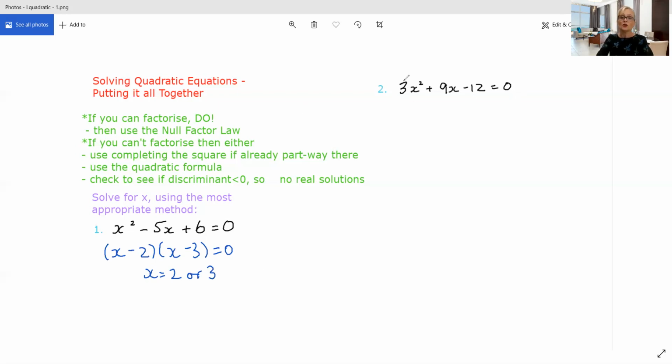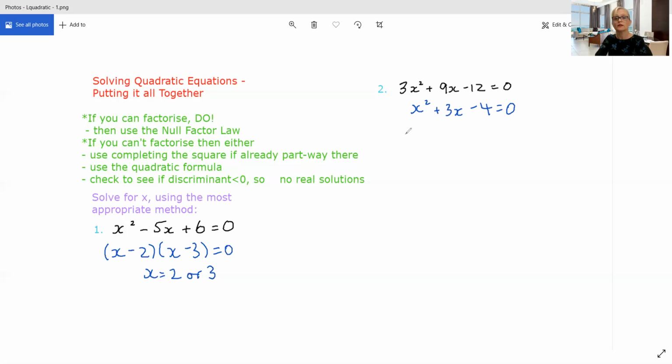Now, notice that we have a 3 in front of our x squared, but also notice that the other terms are both divisible by 3. Because it's an equation, I would be inclined to just divide the whole lot through by 3 before doing anything else. Don't bother even trying anything else until you've got it in the simplest possible form, which you can do because every single term is divisible by 3.